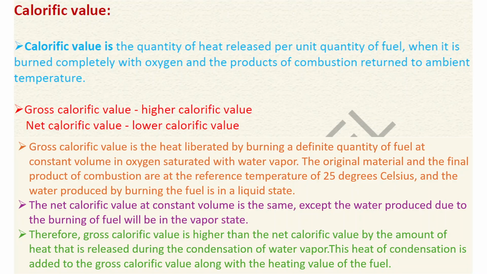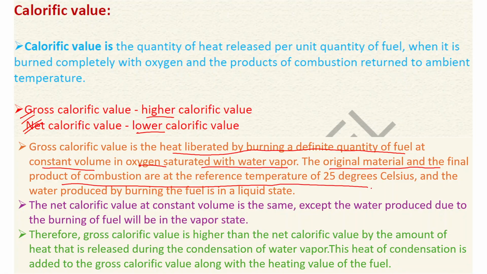So there are two types of calorific value: gross calorific value and net calorific value. They are the higher and lower calorific value. Why so? Because the gross calorific value is the heat liberated by burning a definite quantity of fuel at constant volume in oxygen saturated with water vapor. The original material and the final products of combustion are at a reference temperature of 25 degrees C, and the water produced by burning the fuel is in a liquid state. Okay.